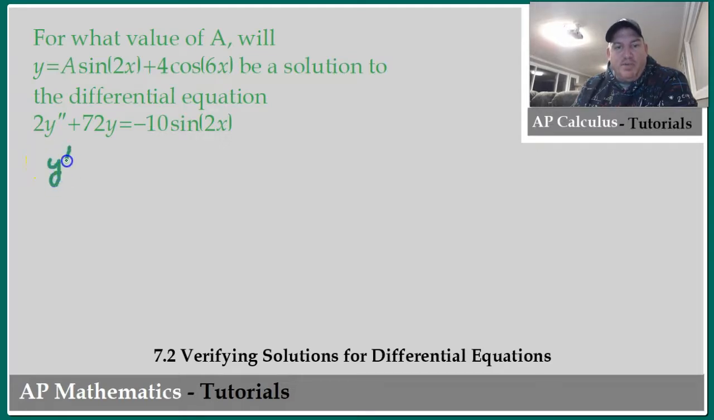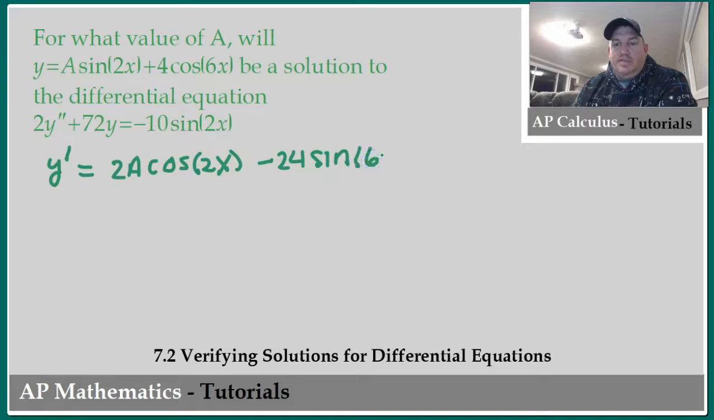So I'm going to have y prime is going to equal sine 2x's derivative, which would be cosine 2x times 2. So we're going to have 2a cosine 2x. We have that extra 2 because of the chain rule. And then we have minus, because the derivative of cosine is negative sine, and we do have a chain rule on that 6x, so we're going to have minus 24 sine of 6x.